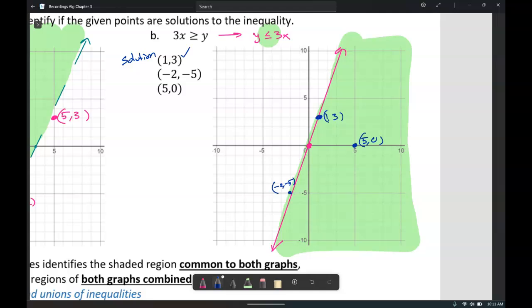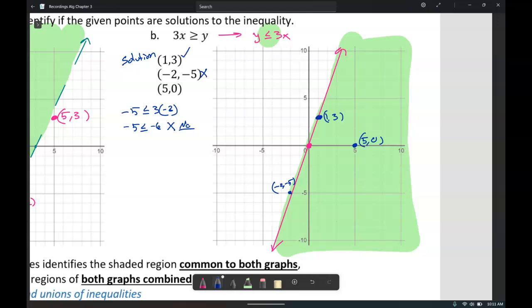Negative 2, negative 5. Well, it looks like it's outside of our boundary line, and so we think it's not a solution, but we could always double check by substituting the value into the inequality. Negative 5 less than or equal to 3 times negative 2. Negative 5, is it less than or equal to negative 6? No, it is not. Therefore, it is not a solution, and we were correct. It's very close to our boundary line, but is not on our boundary line.